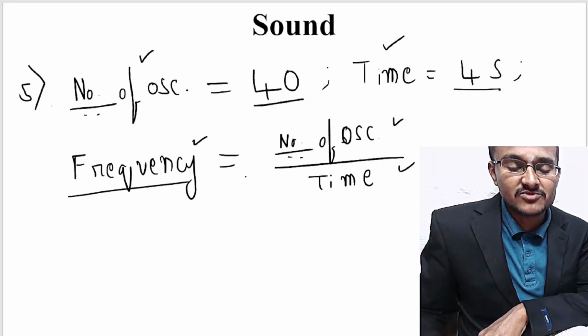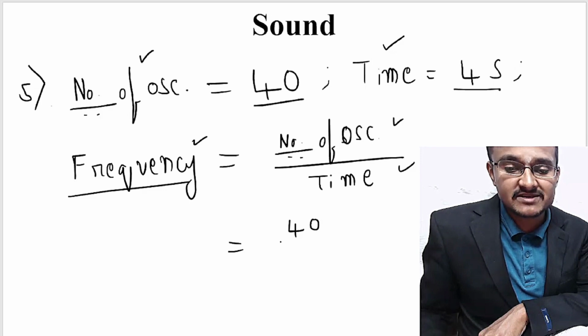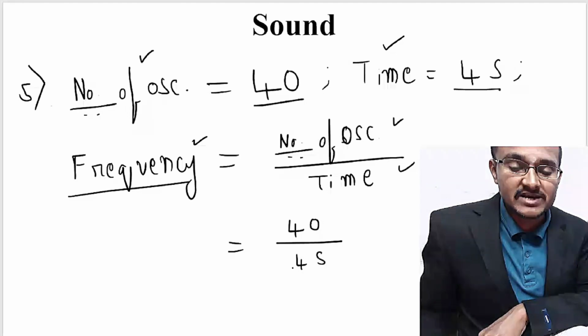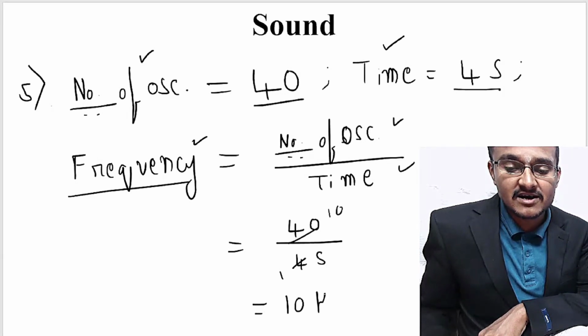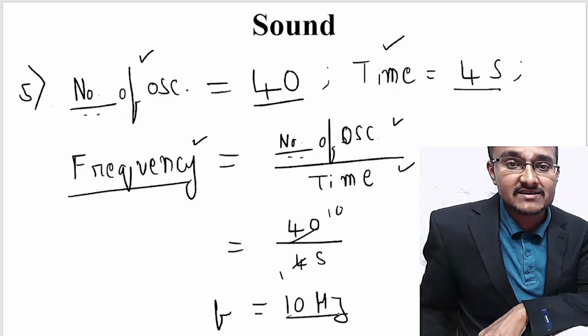So the formula will be number of oscillations divided by time. The number of oscillations here is 40 and the time taken for that number of oscillations to happen is 4 seconds. So here you can calculate this. 4 ones are 4, 4 tens are 40. So the answer is 10 hertz. So frequency of this particular sound is actually 10 hertz.